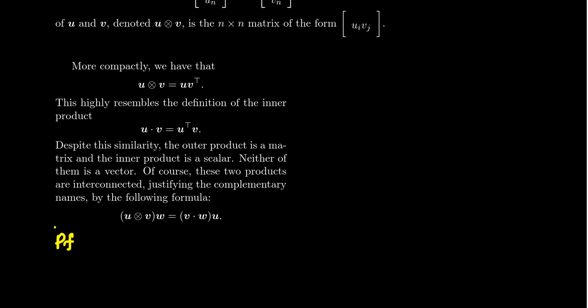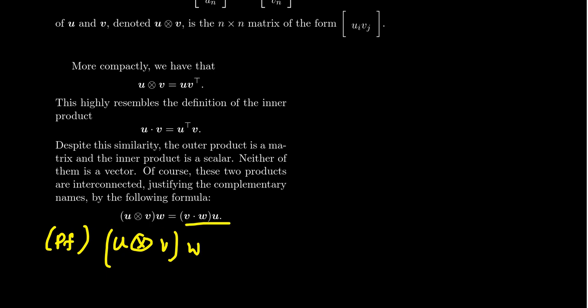The idea behind this is you just start off with the left-hand side right here. Take U tensor V times W. And I want you to first convince yourself that this even makes sense. So if U, V, and W are all vectors from Fn, which could be the real numbers or the complex numbers, I don't really care about the field right now, U tensor V will be an n by n matrix. An n by n matrix could be multiplied by a vector in Fn. So the left-hand side is compatible. It will be a vector in Fn.